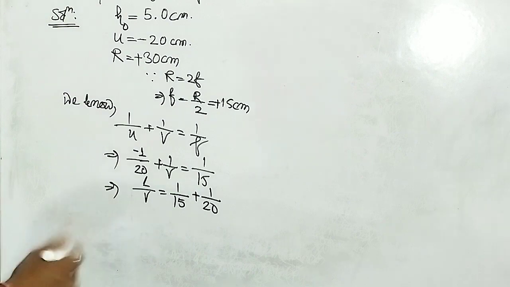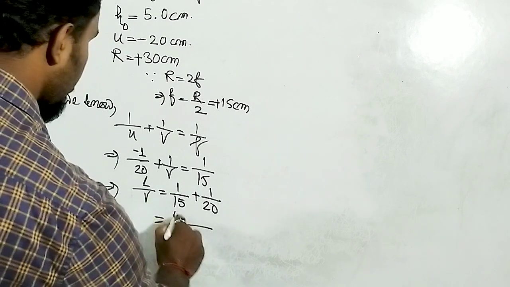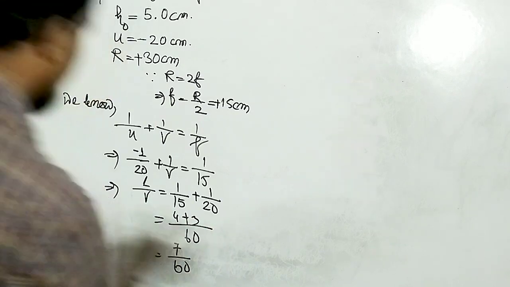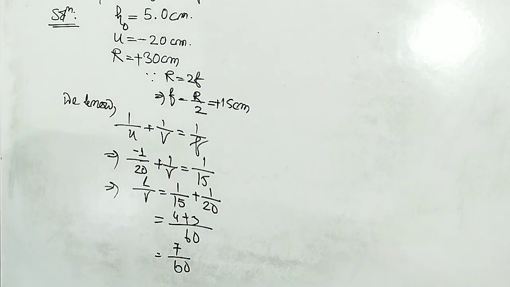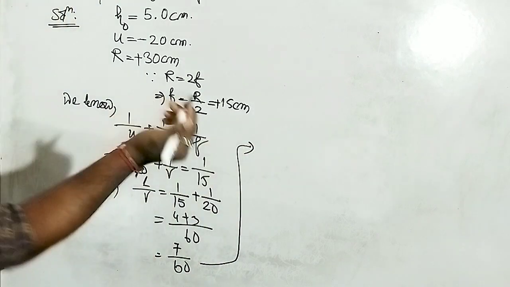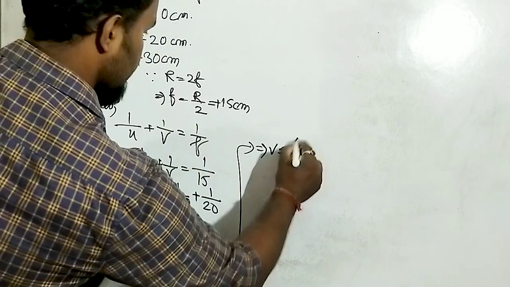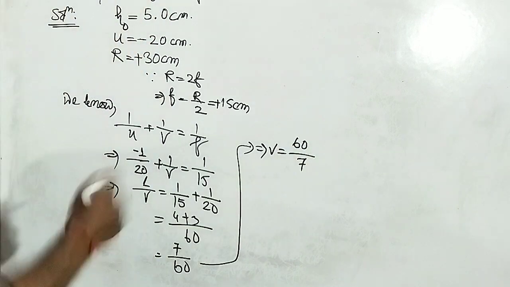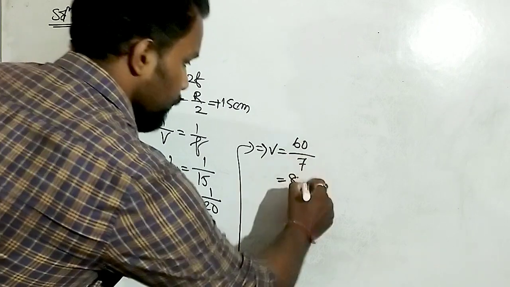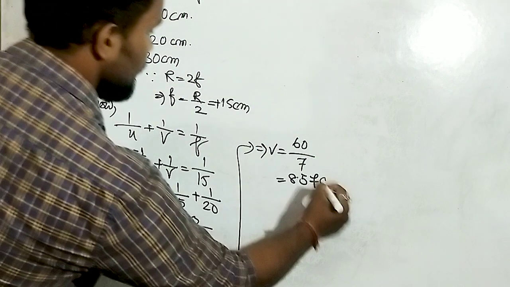Now what will be the LCM? Simply it will be 60. 15 into 4, 20 into 3. That means 7 by 60. We need V, not 1 by V. So V equal to 60 by 7. It will have a value of almost 8.57 centimeter.